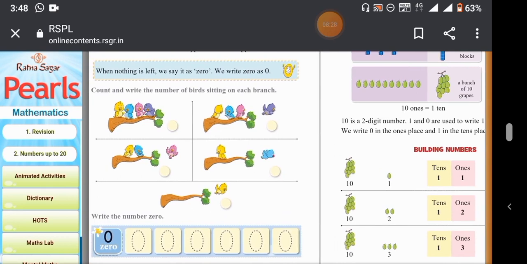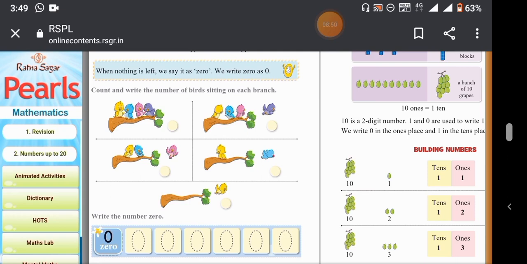Count and write the number of birds sitting on each branch. So observe the first picture, children. How many birds are sitting on a branch? 1, 2, 3, 4. There are 4 birds sitting on the branch. So we should write 4 in the first circle.